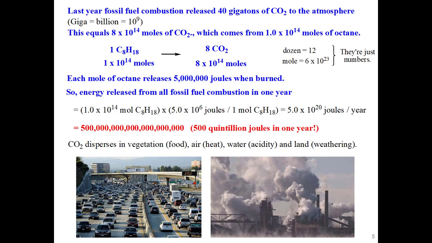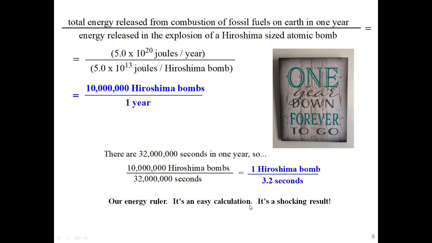Now, if we compare the amount of energy generated in 1 year to our energy ruler, which is the Hiroshima atomic bomb, what we find is that there are 10 million Hiroshima atomic bombs per year. That is a mind-boggling number in terms of energy equivalents. Remember how big that was. That was a lot of energy.